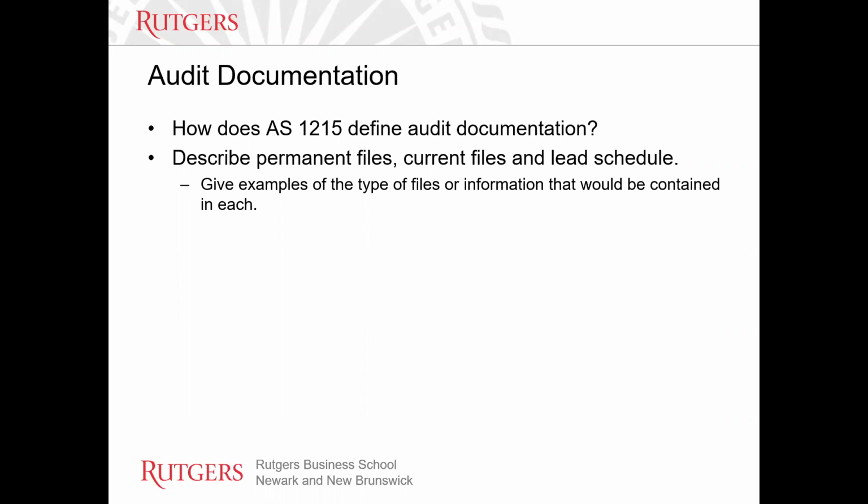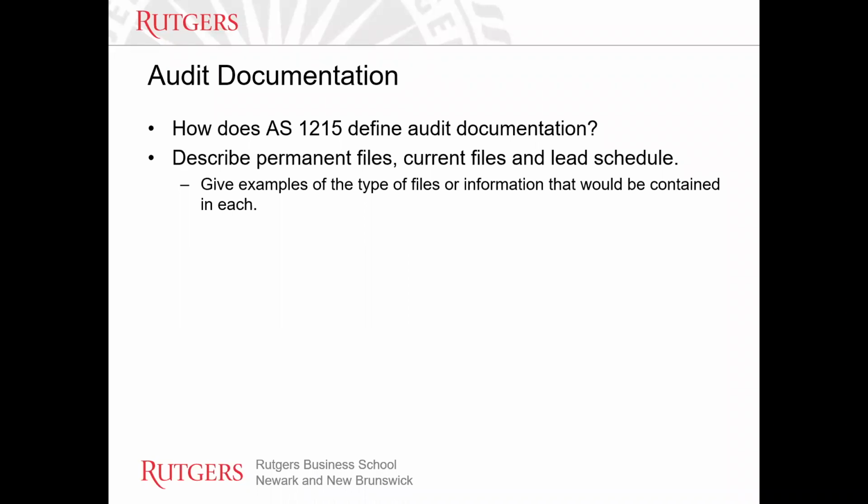So PCAOB AS 12 defines audit documentation as what? What's their overall definition for what's considered audit documentation? It's the written record for the basis of the auditor's conclusions. Remember what I said when we talked about PCAOB inspections: basically, if the auditor didn't document, it didn't happen.